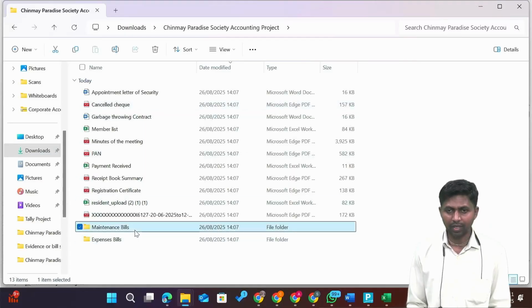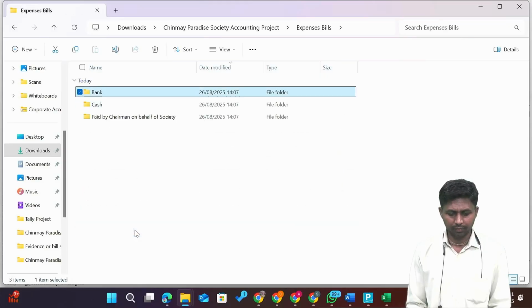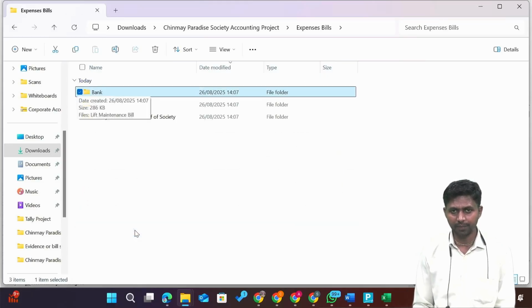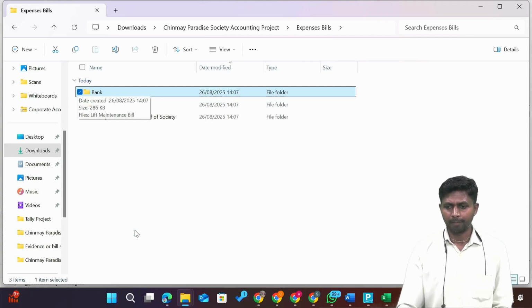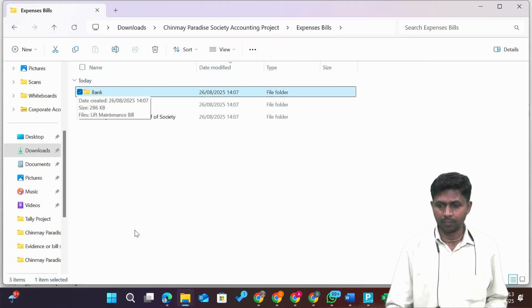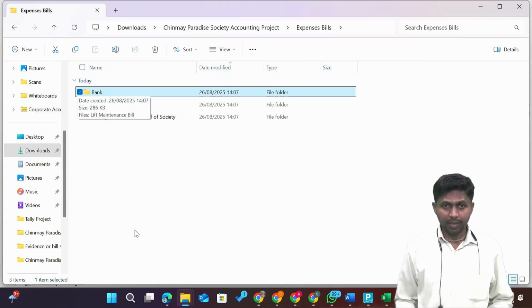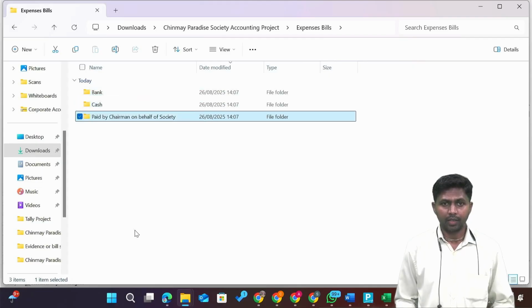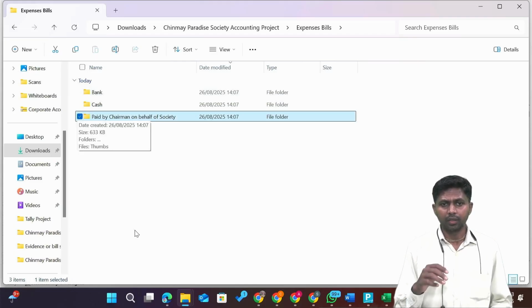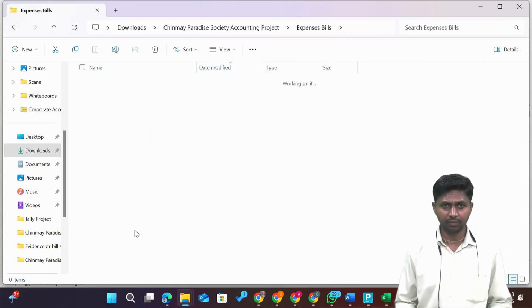Maintenance bills, we have passed all the maintenance bills entries. Now then expenses bills. First, in the expenses side, we have expenses payment through bank, correct? Therefore, what we'll do, some bills paid through bank, that means by giving check, and then some bills paid through cash, and then some bills on behalf of society, chairman paid. We'll pass these entries. Now start with the bank payments.